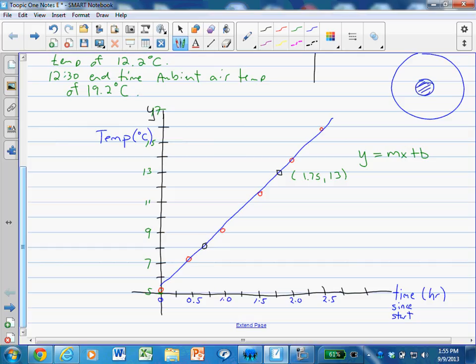And then over here I have about 0.65, and that's at 8. Okay? Is that clear for everybody?